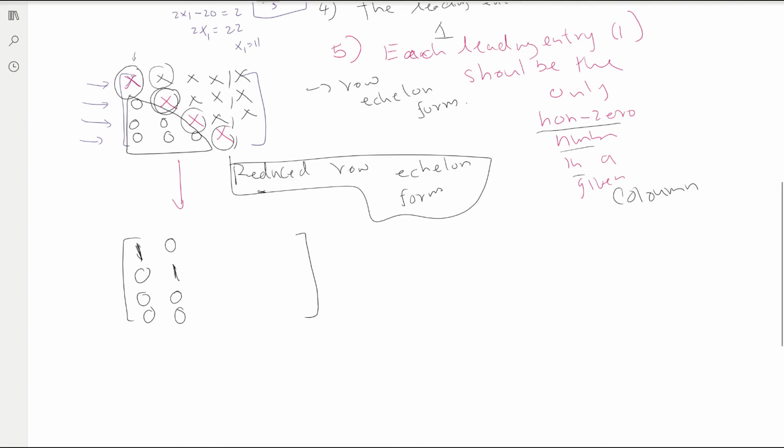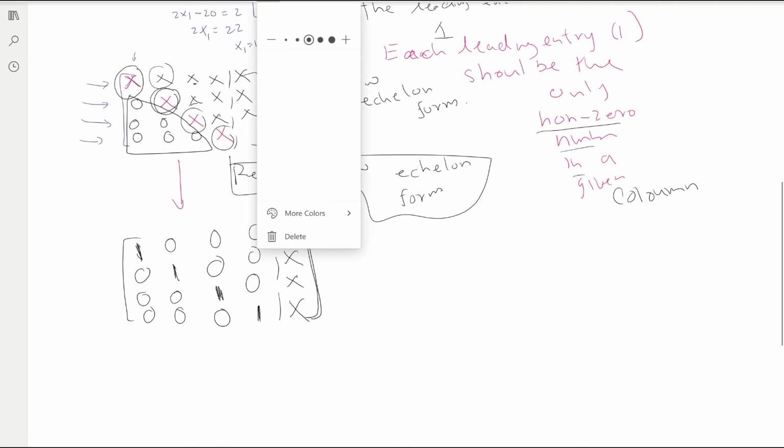In addition to what's below being 0, what's on top is also now going to be 0. So the third leading entry is here, right? Under it you have 0, but in that column the leading entry should be the only non-zero number, so above it we have to make these 0. And the final leading entry is here. In that column we have to make what's above it 0. The right hand side part doesn't change because there's no leading entry there in that column, right?